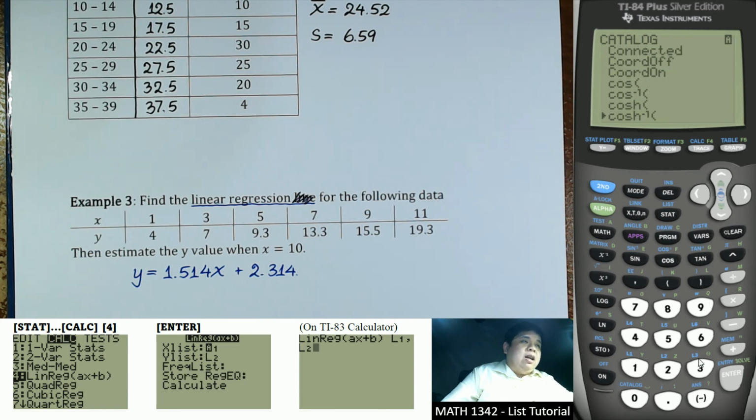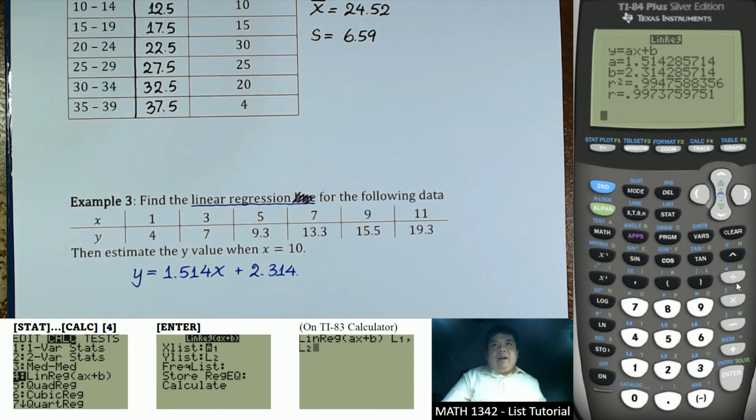Second, catalog, and then go to diagnostic, hit on, and then enter. You only need to do that one time on your calculator. Now let's do this again. Calculate, linear regression, and we find the best fit line. Calculate. Now we see there's the r, which is the correlation coefficient, and more data to it. Right. So that's what we have for the TI-84.